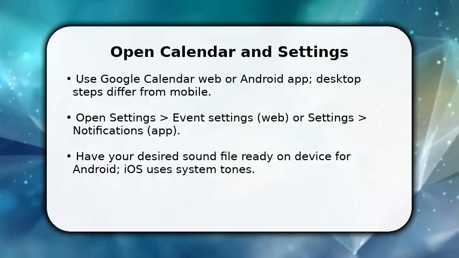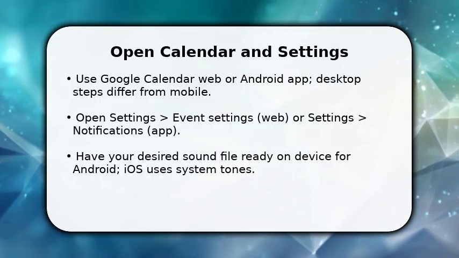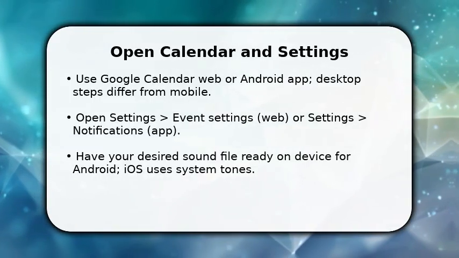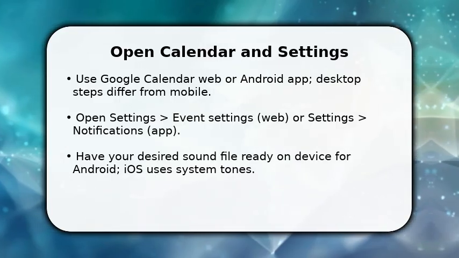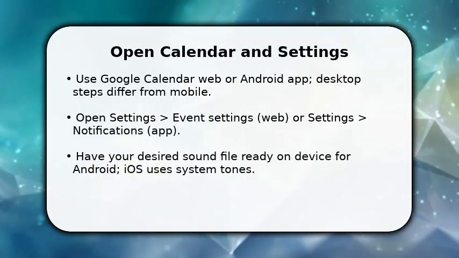Enjoy the video. You start in Google Calendar. Open the web app or the Android app now. Once done, go to Settings and select Event Settings on web or Notifications on mobile. You need to choose which calendar and event type you want to change.